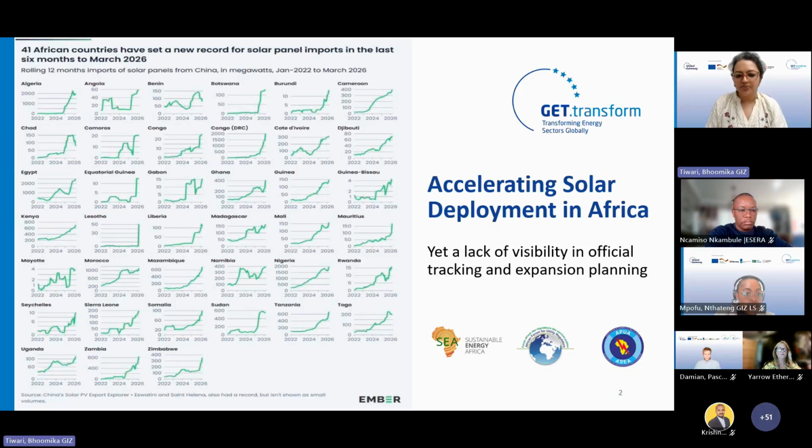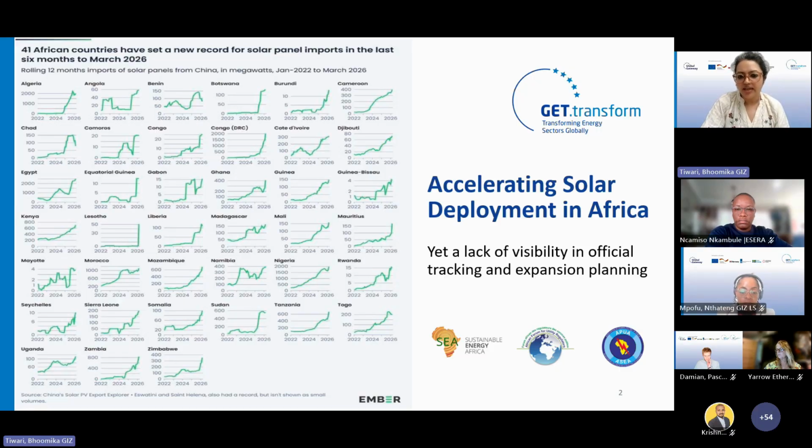Currently, what is happening in Africa is that there is a massive boom of solar. As you can see on your screen right now, there is a crazy growth and escalation in solar PV imports into pretty much all the countries across Africa. We know from our work in various countries, interacting with regulators, public utilities, and other public and private partners, that a massive amount of this capacity is going towards distributed generation or rooftop solar PV, and not as much towards utility scale solar.